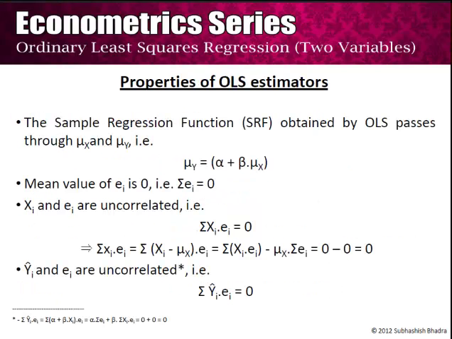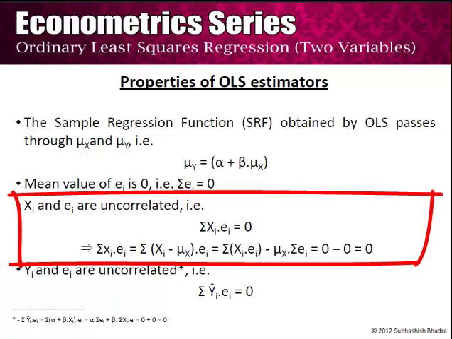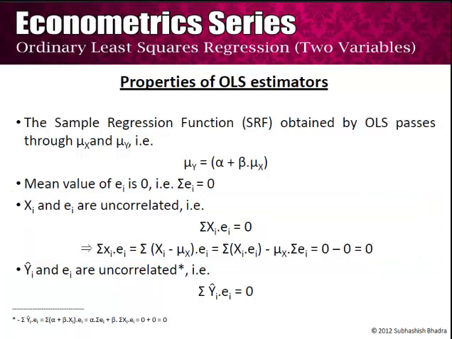Similarly, another property is that the mean value of ei's in this case is 0, that is summation of ei equals 0. As we had previously said, this is not the only line which has this property, but this is one of those lines which has this property. Thirdly, xi and ei are uncorrelated, that is summation of xi into ei equals 0. This is an important property when we will study hypothesis testing.